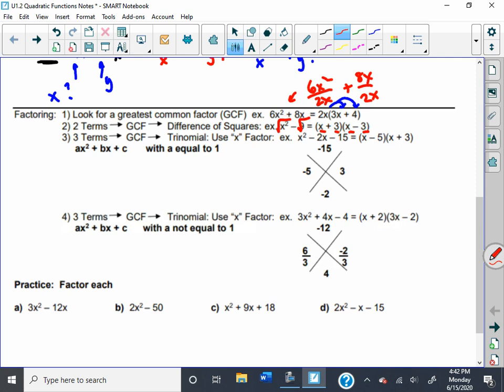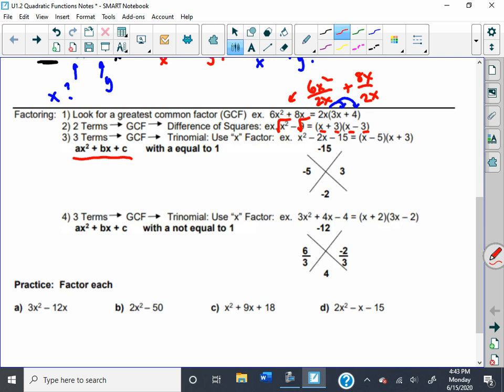All right, let's see, step 3, if we have 3 terms, okay, that's called a trinomial, 3 terms. So again, we look for greatest common factor if we can pull that out first. Then we use the X method for factoring. So for example, x squared minus 2x minus 15. All right, so our general form in a trinomial is ax squared plus bx plus c. Now, the first one we're going to look at is when a is 1. So the first term is positive 1.